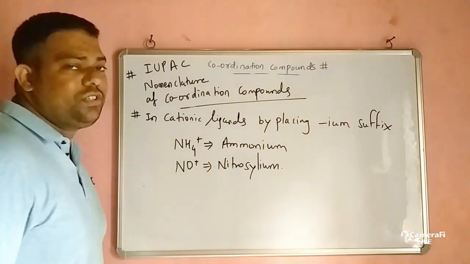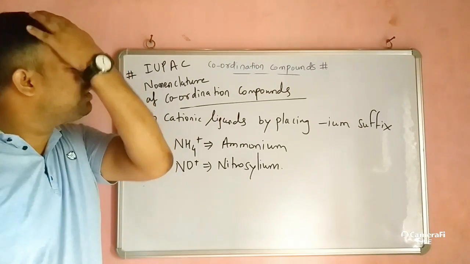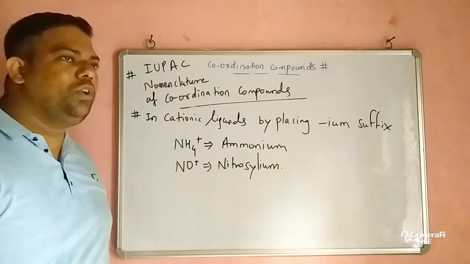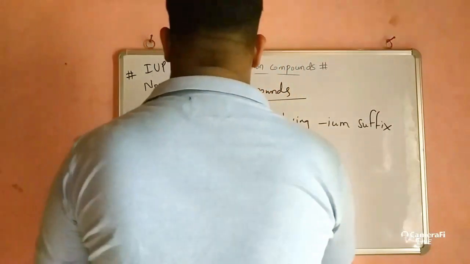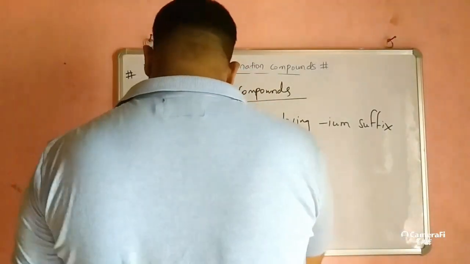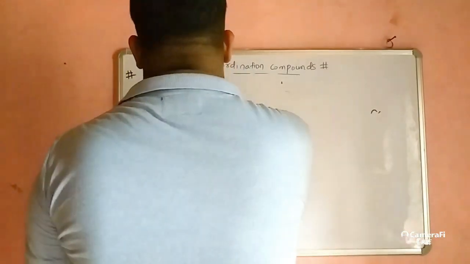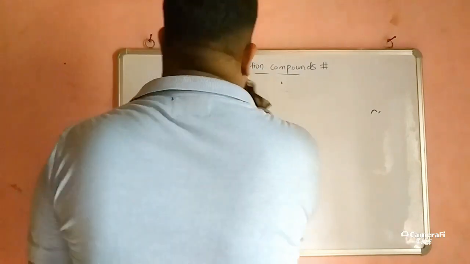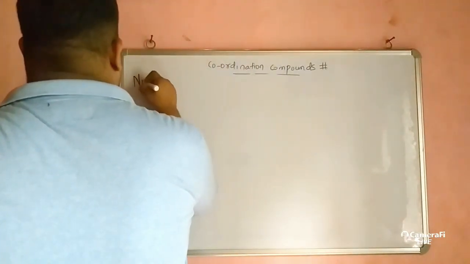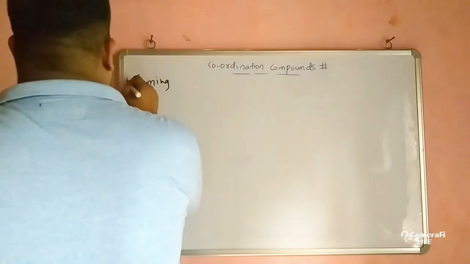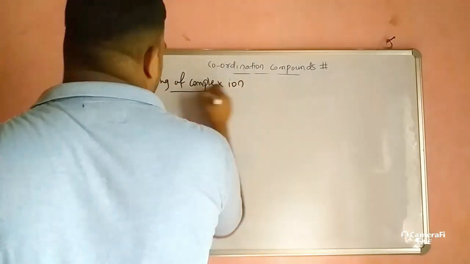Now, these are some basic and very important information whenever we are writing the IUPAC nomenclature of a coordination compound, or we can say complex. Now we will start the actual naming of complex ions. Say 1(b), naming of complex ion.